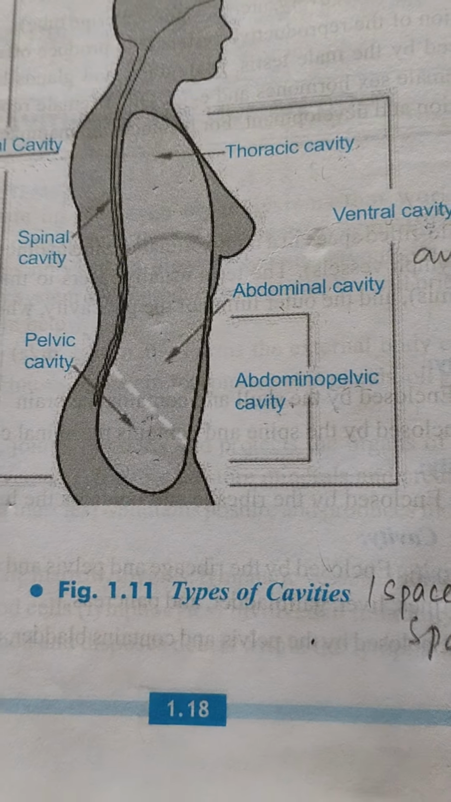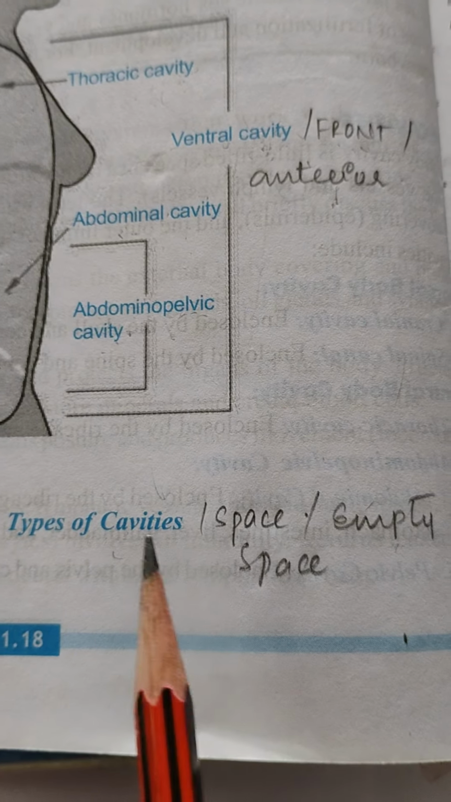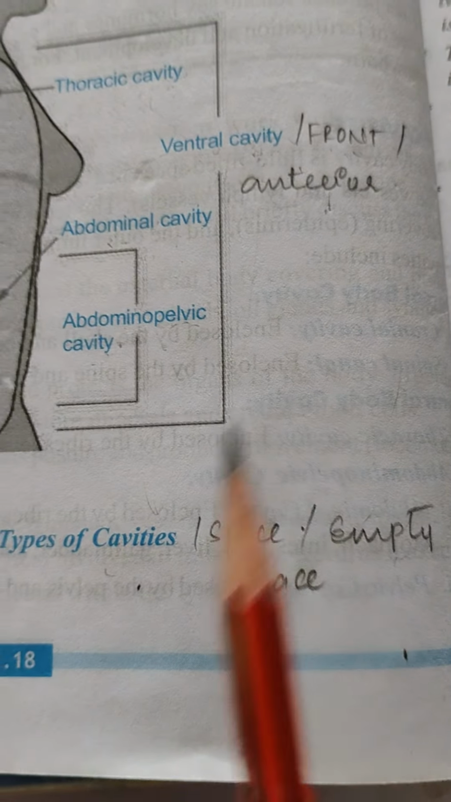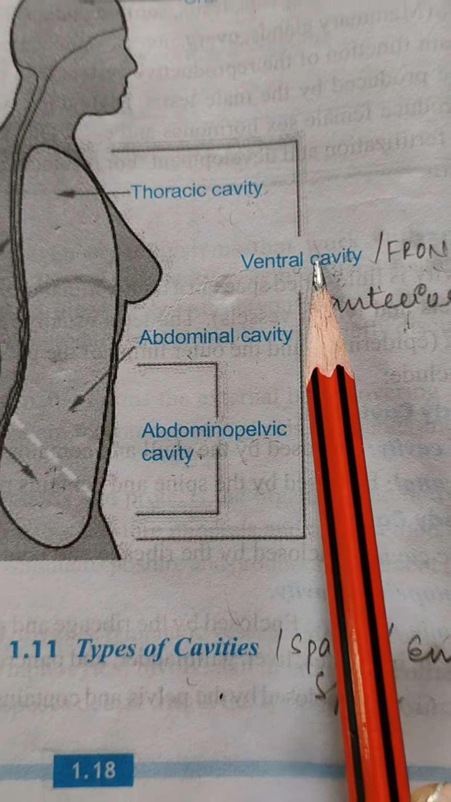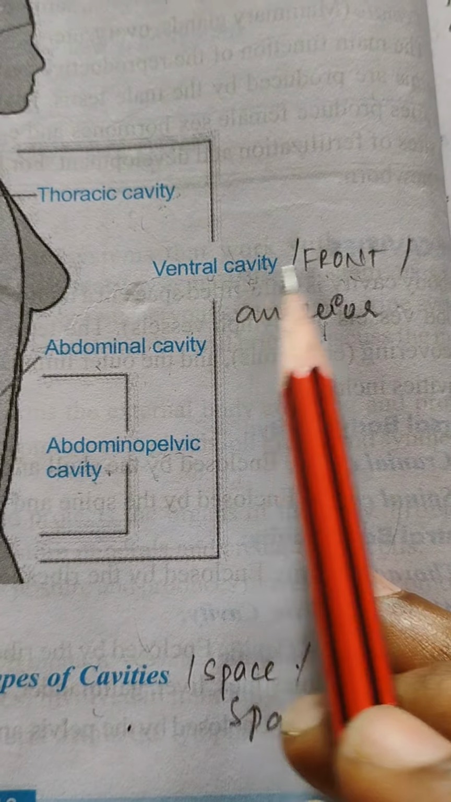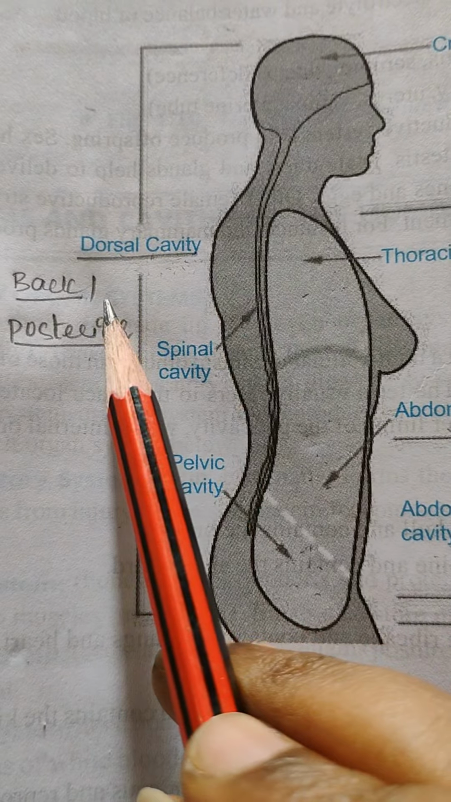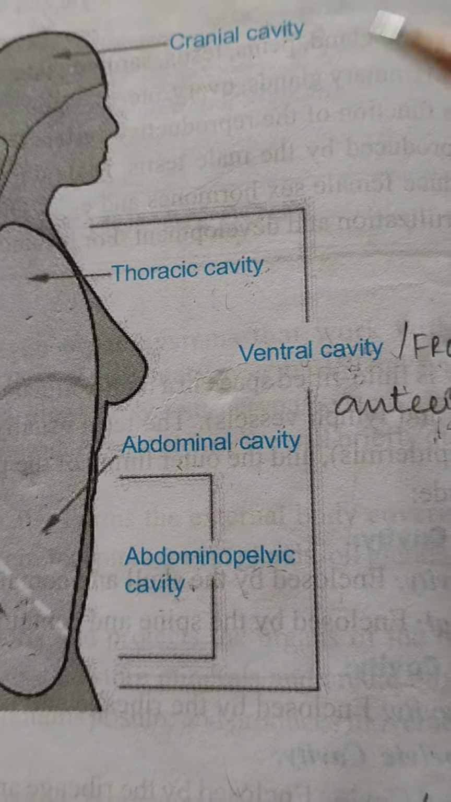Hi everyone. Now we are going to learn a topic: types of cavities. A cavity is also called an empty space. Mainly, cavities are divided into two: dorsal cavity and ventral cavity. Ventral cavity is also called the frontal side or anterior, and dorsal cavity is also called the backside or posterior. Let us discuss one by one.